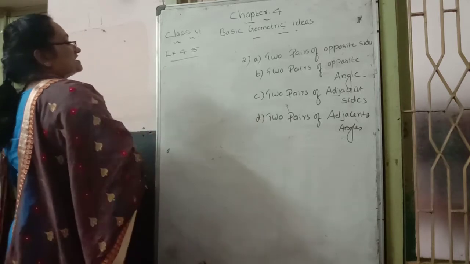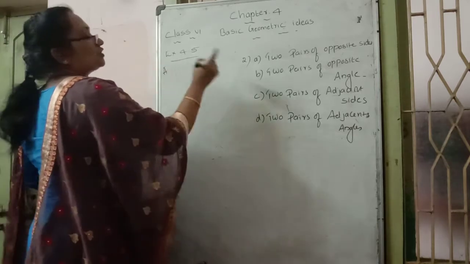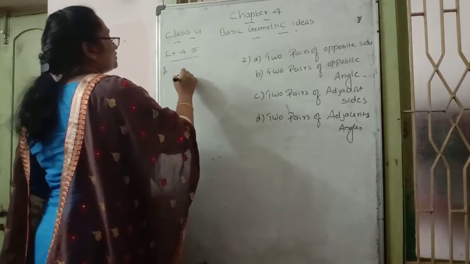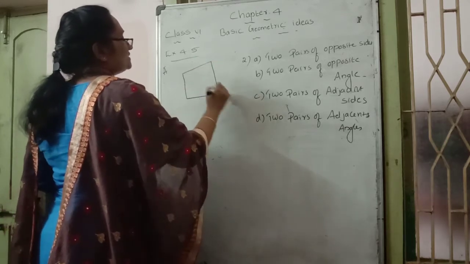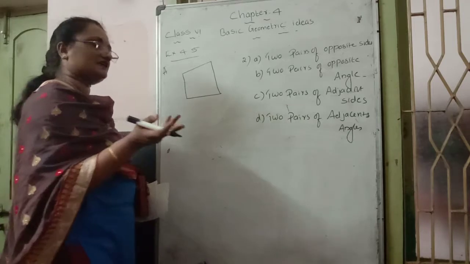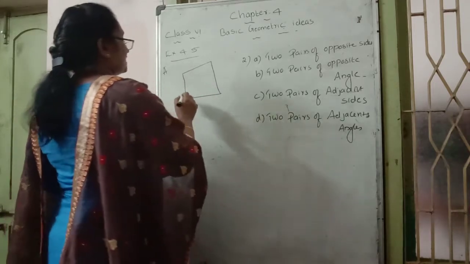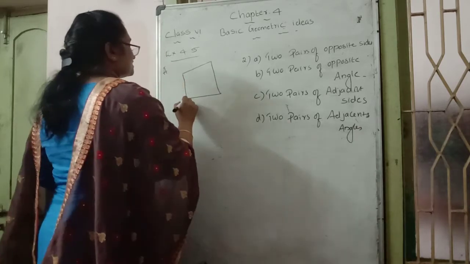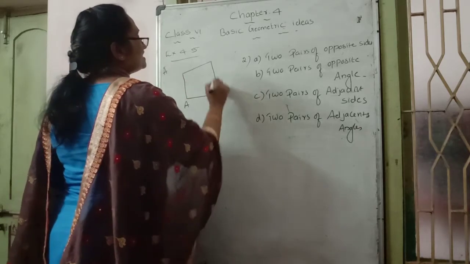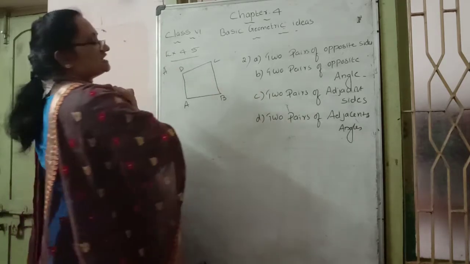In the second question, first you must draw a quadrilateral. Anyway you can draw it. Quadrilateral means a figure with how many sides? A 4-sided figure. Any alphabet, A, B, C, D or L, M, N, O, P, anyone. So we can mark it as A, B, C, D as a quadrilateral.